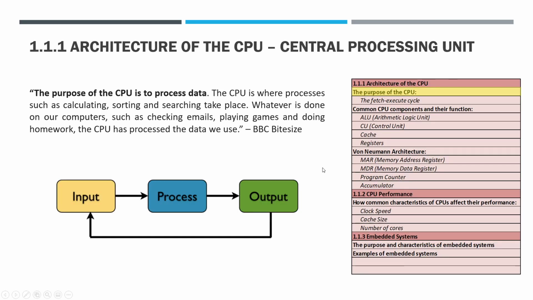Right, so first bit, the purpose of the CPU. In case you don't get that question, very unlikely it would just ask you straight off the bat, but basically the purpose of a CPU is to process data. Normally they use this input, process, output model. So essentially the whole idea is that continuously the computer is looking at some sort of input, doing some sort of process and giving some sort of information back out. Whether it's checking emails, playing games or doing whatever, it is essentially processing data as it does that.